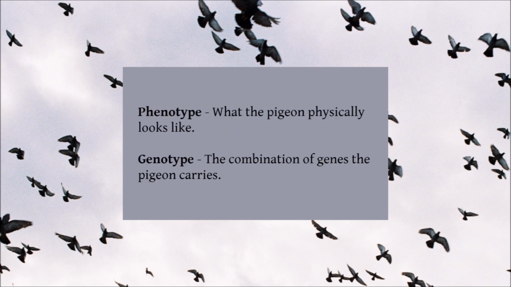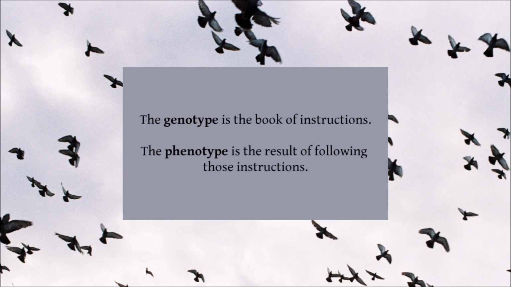Now, we need to learn two words that help us understand why a pigeon looks the way it does, and what we need to do to produce more like it. These words are phenotype and genotype. Again, these words may sound scary, but they're quite simple. Phenotype is simply what the bird looks like, whereas genotype is the combination of genes that make up the pigeon. The genotype is the book of instructions, the phenotype is the result of following those instructions.